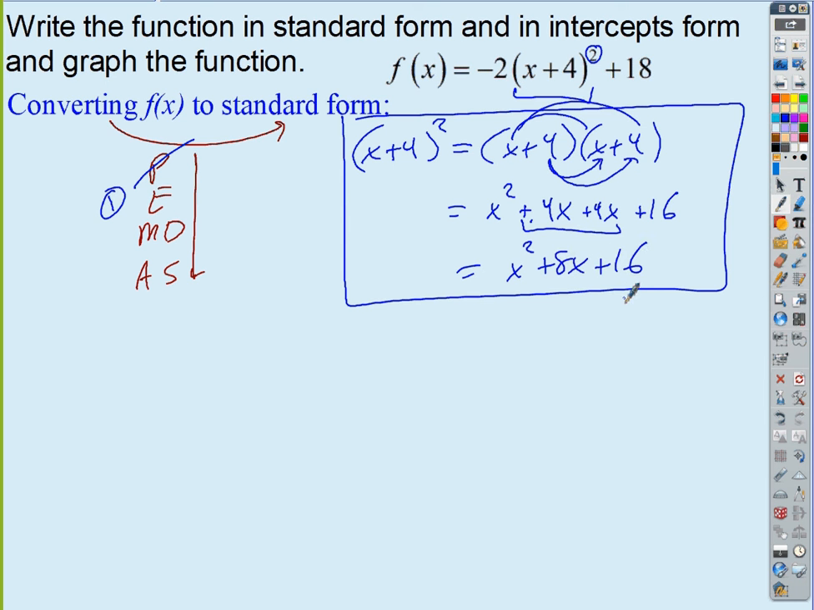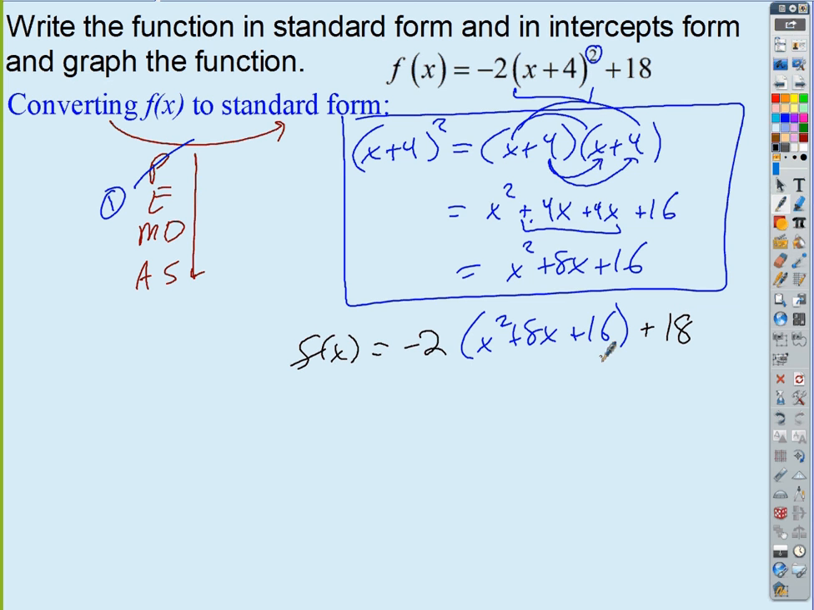So that's just step 1 though, right? So now we know f of x equals -2 times this whole thing, because we squared out x plus 4. Does everybody see that I have to have that in parentheses? How come? Why do I have to put parentheses around that? Because I haven't distributed. Good, right?